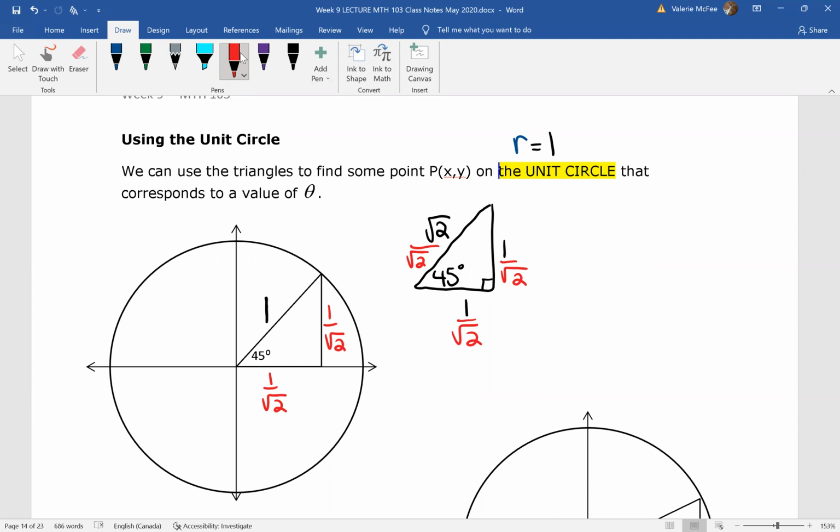That means at this point, a point on the unit circle, when r is equal to 1, x is 1 over √2 and y is 1 over √2. Of course, we could rationalize those denominators, √2 over 2, comma, √2 over 2.